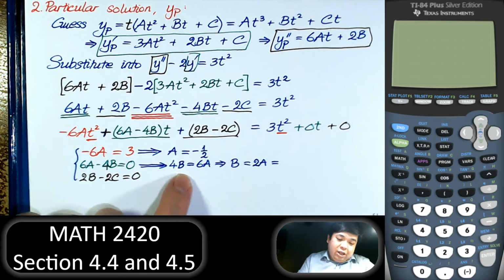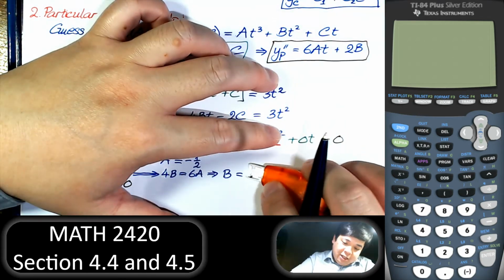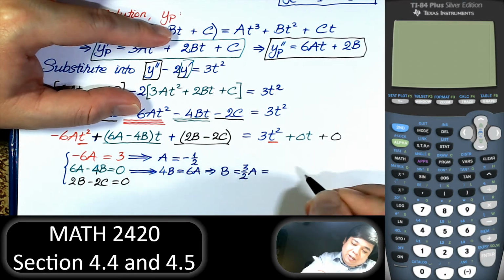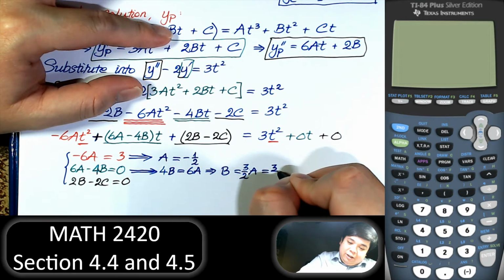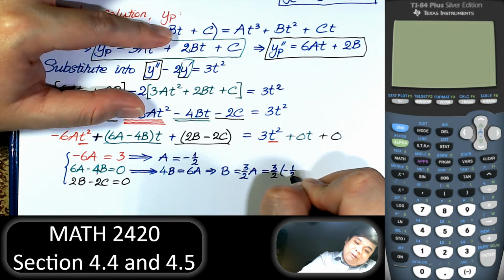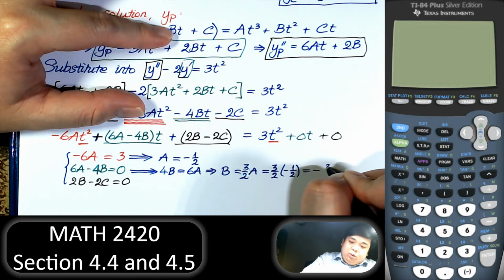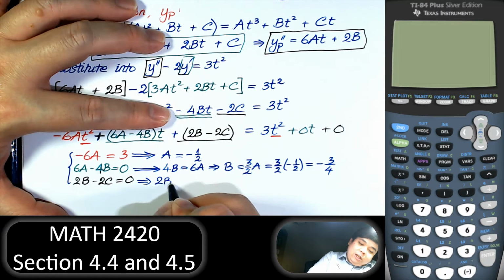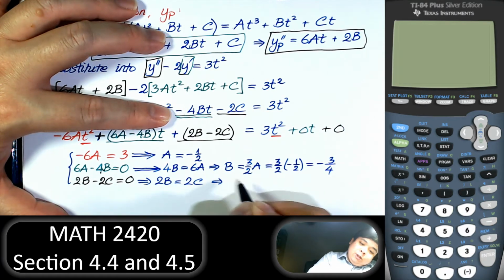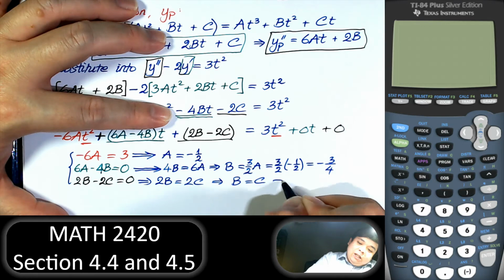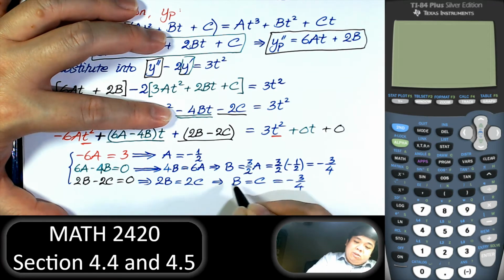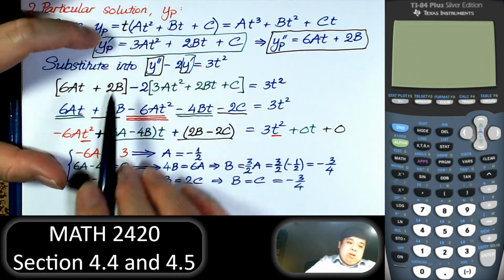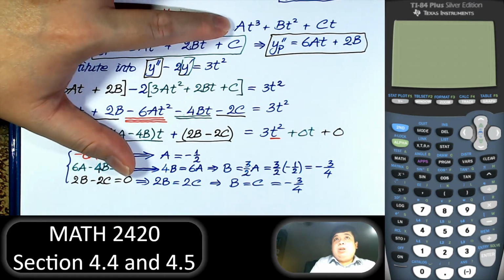Right, so 6 divided by 2 should be 3/2. So 3/2 times negative 1/2. That's negative 3/4. And finally, 2b equal to 2c. So b equal to c equal to negative 3/4 because b and c are equal. So we have a, b, and c. Of course, we substitute back into the guess solution.